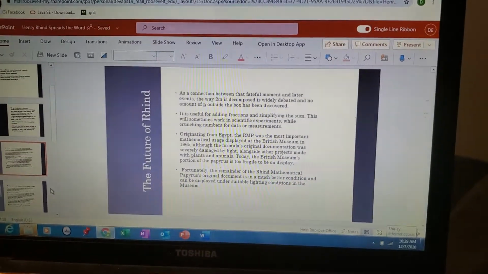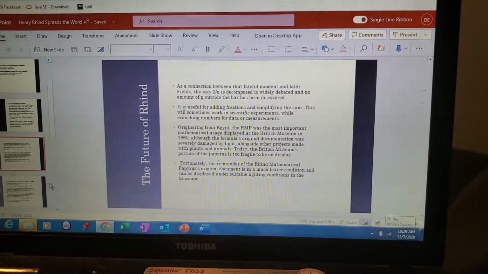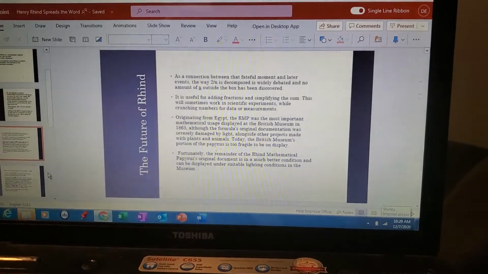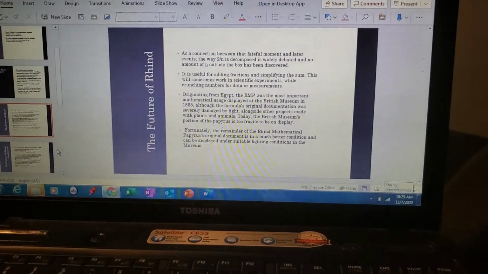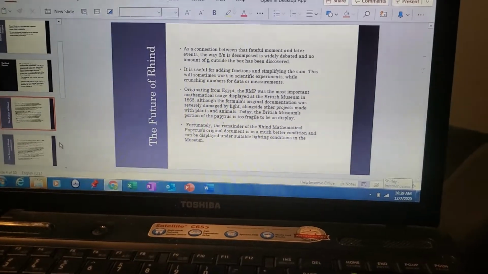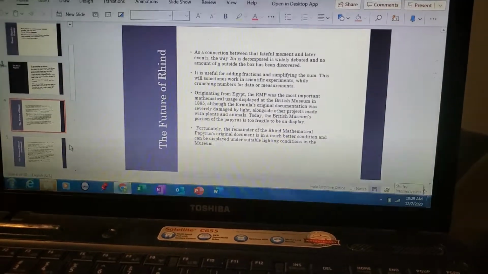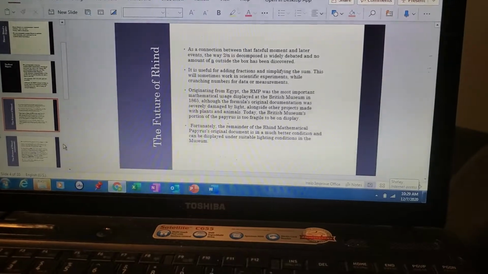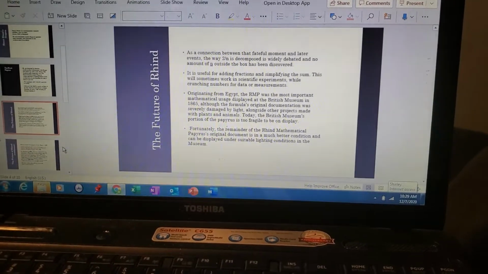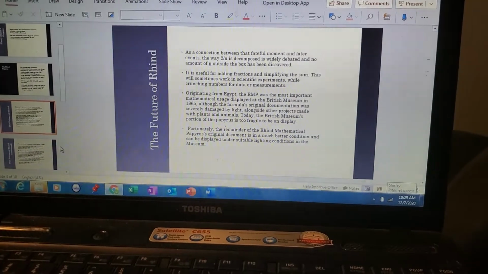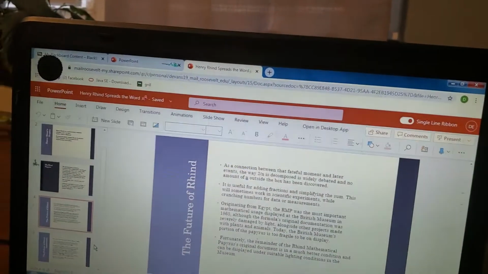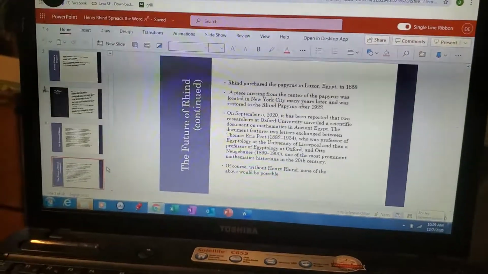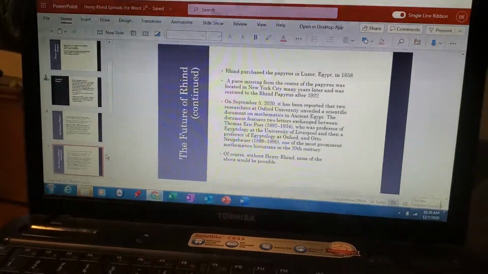Although the formula's original documentation was severely damaged by light, alongside other projects made with plants and animals, today the British Museum's portion of the papyrus is too fragile to be on display. Originally, the remainder of the Rhind Mathematical Papyrus, his original document, is in much better condition and can be displayed under suitable lighting conditions in the museum. Rhind purchased the papyrus in Luxor, Egypt in 1858.